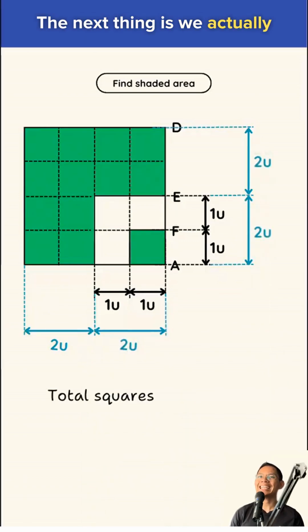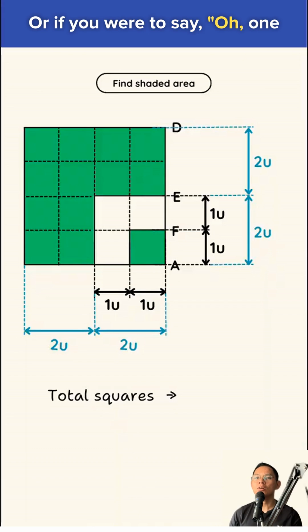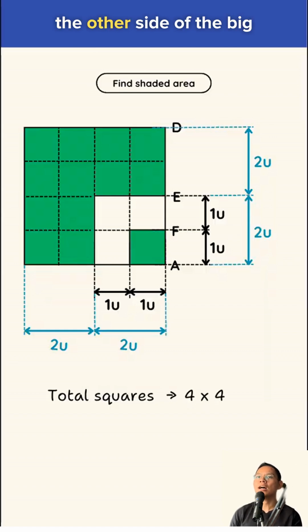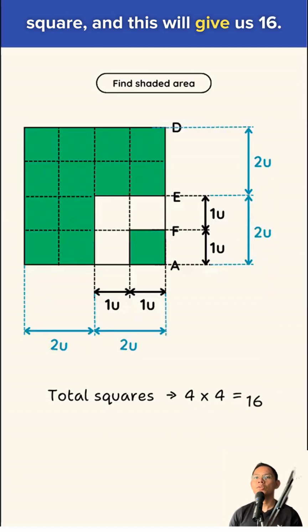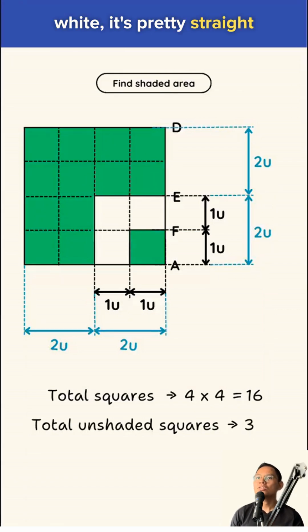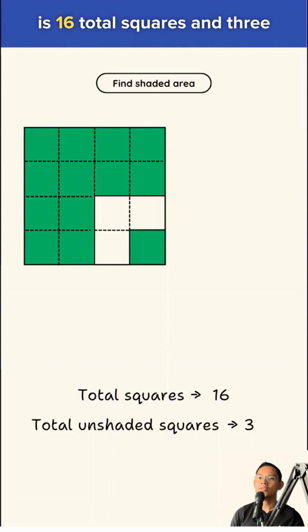The next thing is we can calculate the total number of squares. If one side is 1 unit, we can just take one side of the big square times the other side of the big square, and this will give us 16. Then we want the total unshaded squares, which is in white. It's pretty straightforward, which is 3. So now one tile has 16 total squares and 3 unshaded squares.